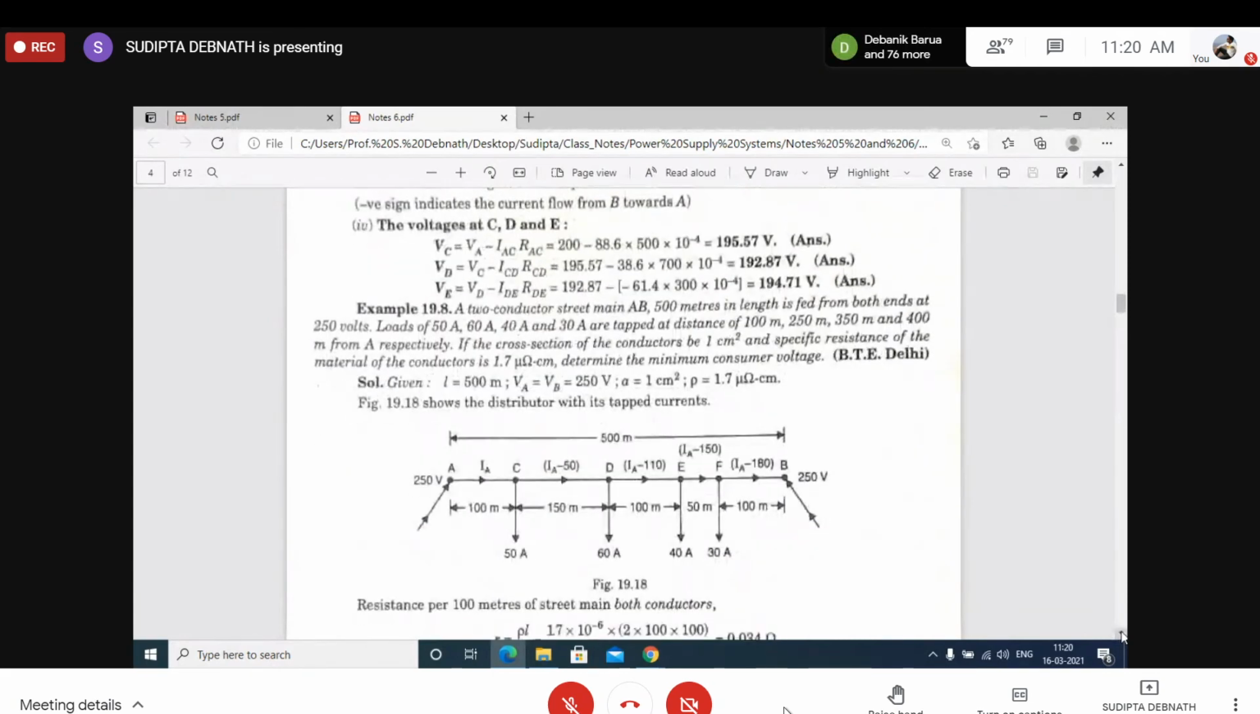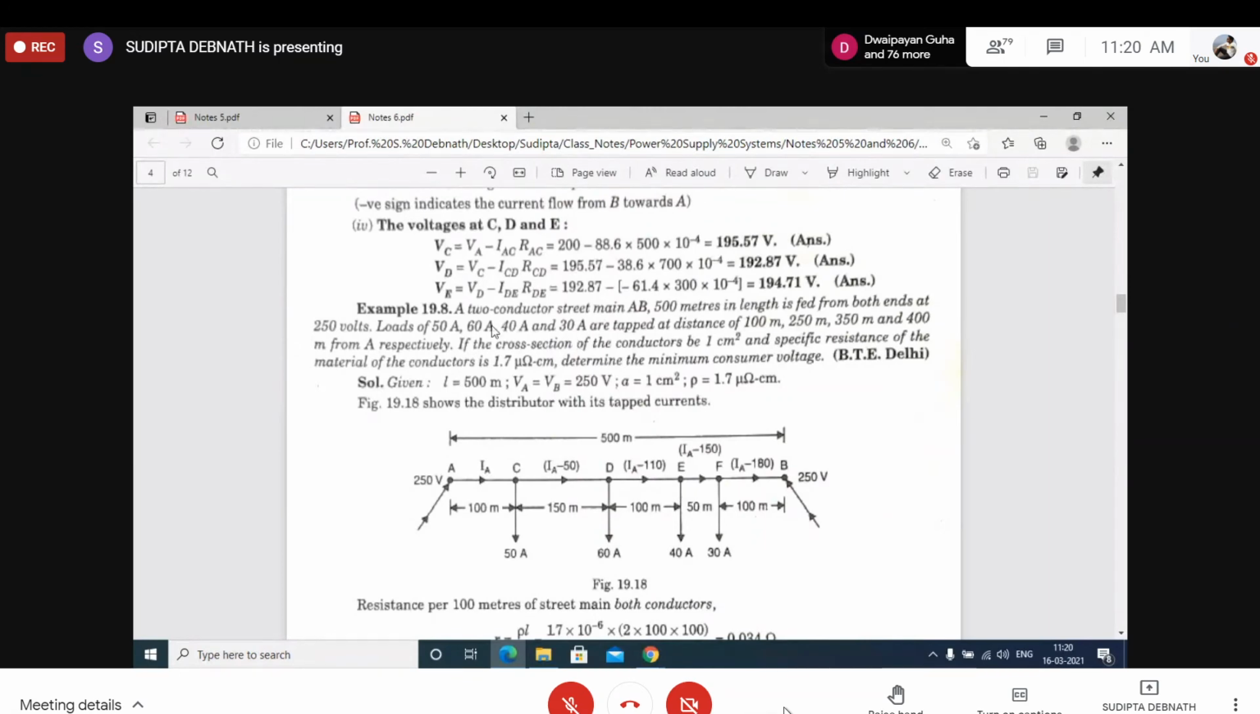I will only discuss the salient points. A two conductor distributor, 500 is the total length given, fed at both ends at 250. It is also fed at both ends at 250, so the total drop will be 0. Loads are given. This one, see, the figure is not given. You have to draw this figure from this data.